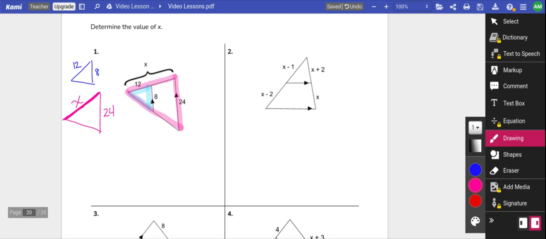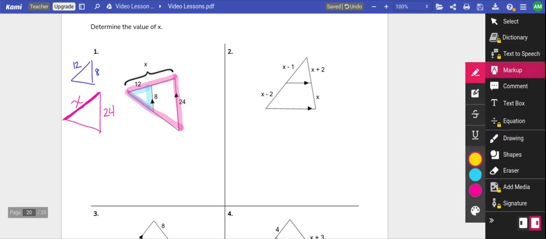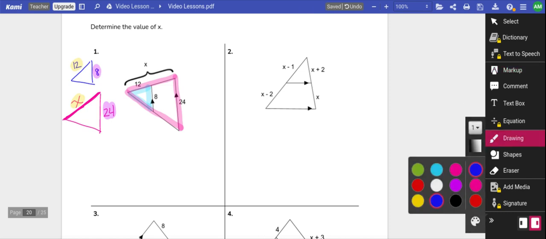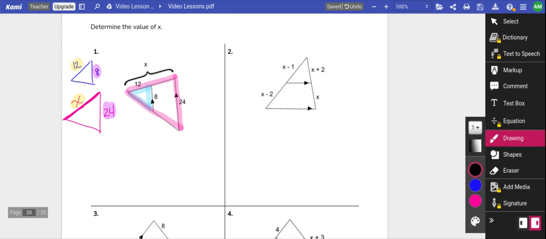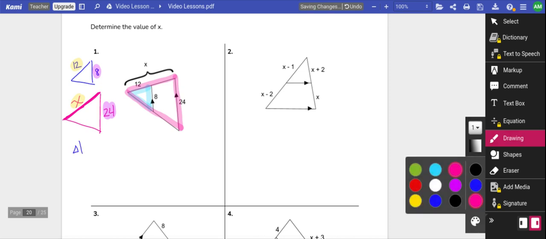So the nice thing about the overlapping triangles is that the corresponding parts are already in a really good position. 12 corresponds with x, and 8 corresponds with 24. So I can set up a proportion comparing them. I'm going to keep triangle 1 on the top in my proportion, and we're going to put triangle 2 on the bottom to keep it consistent.